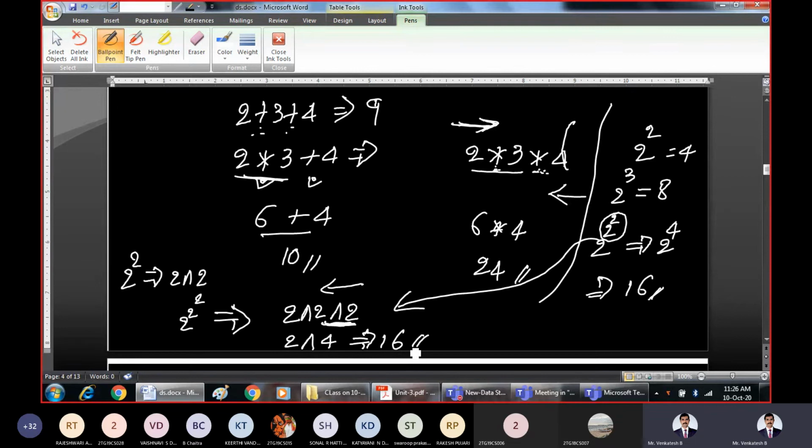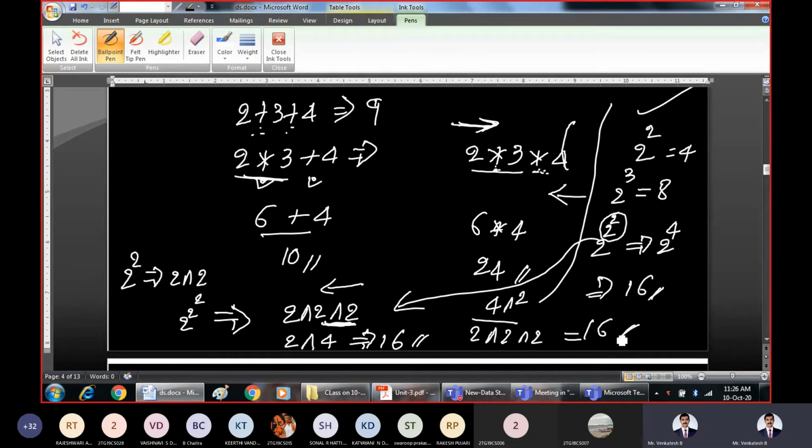There are very few operators in C wherein we have to go from right to left. For example, one operator we have seen where we go from right to left. So if you go from left to right, what happens for this? If you do it like this, 2 raised to 2 raised to 2, if you solve this first, 2 raised to 2 is 4. 4 raised to 2 is how much?